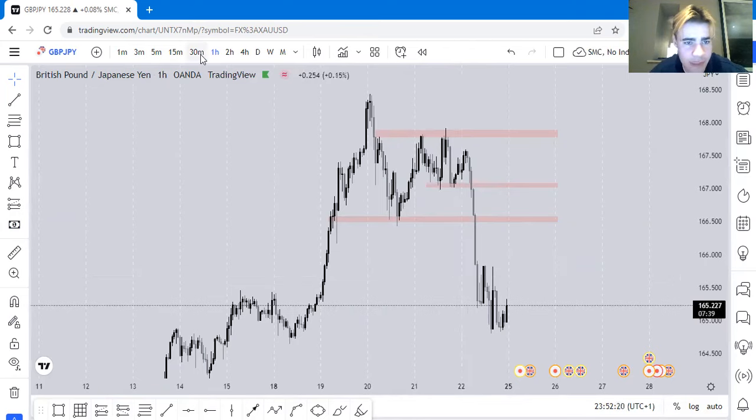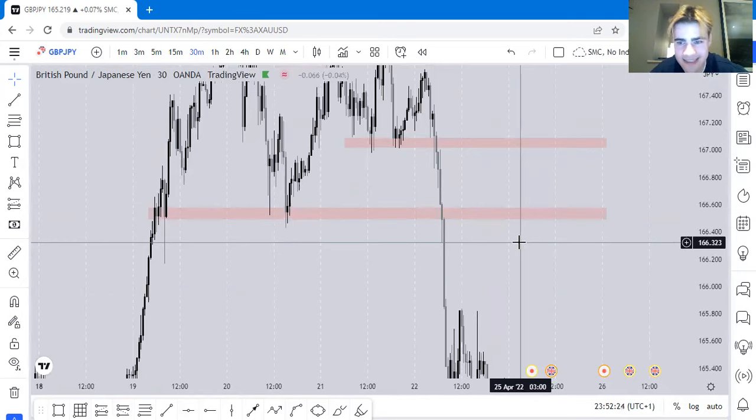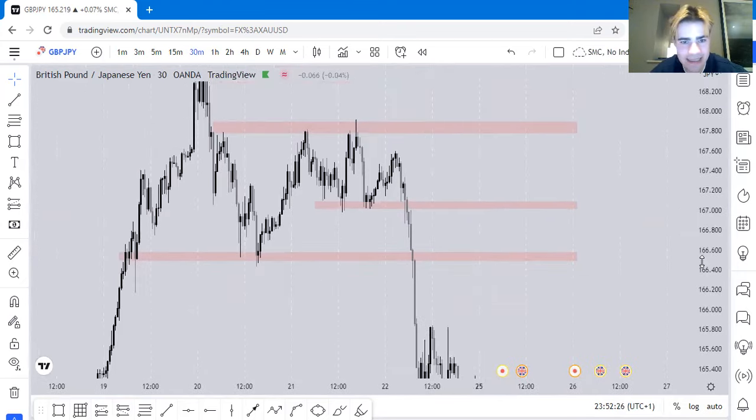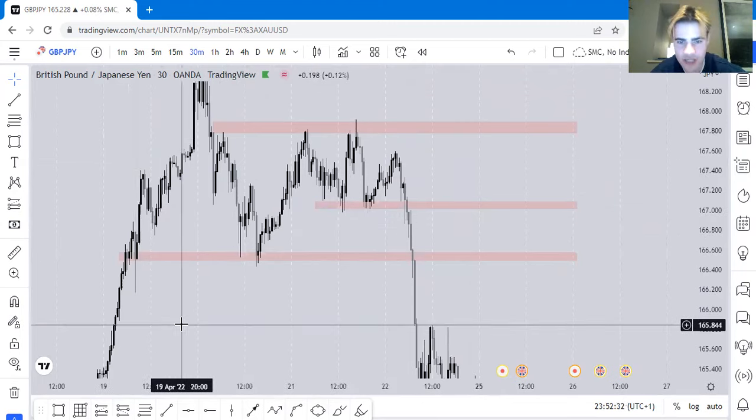So if we break it down on a lower time frame again, we can see our support and resistance in clearer depth. We can see rejection here, rejection here, rejection here, rejection here. So first we've identified the trend: higher highs, higher lows, market structure, and a break of that level.